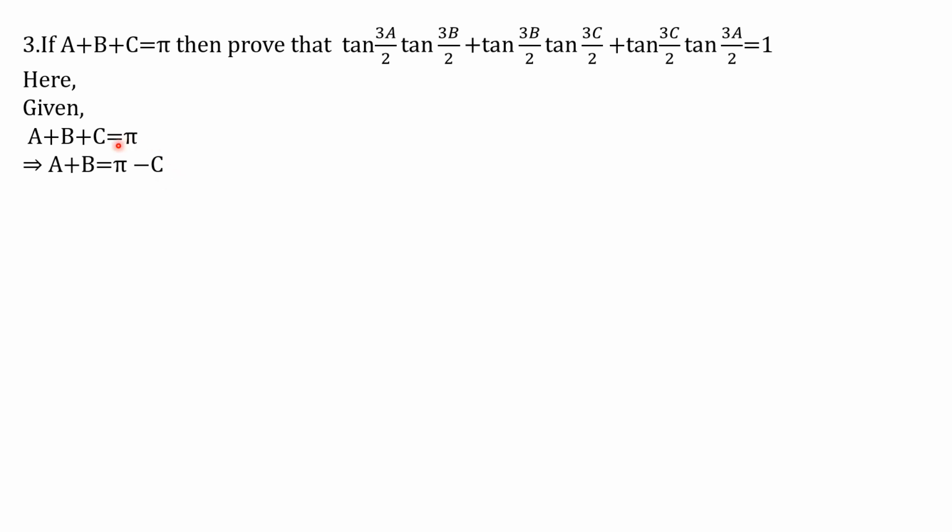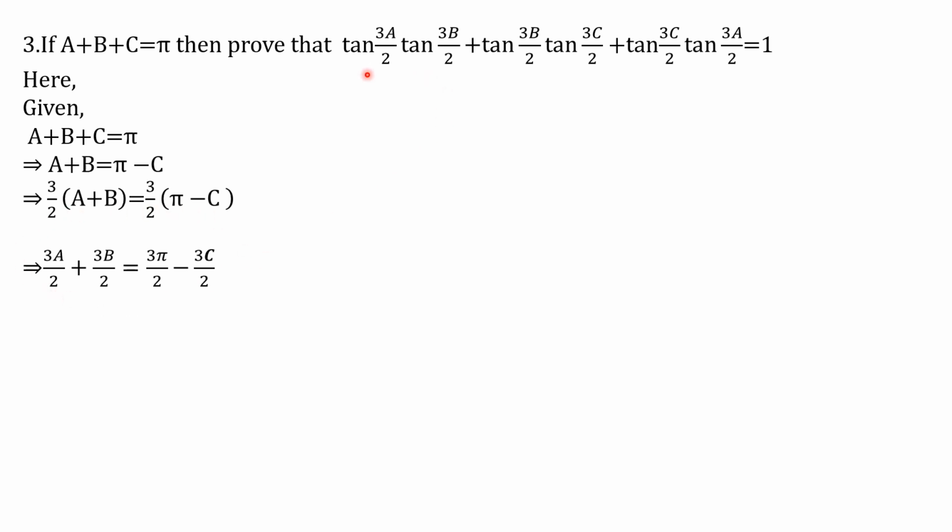On taking C to the other side, we have got A plus B is equal to pi minus C. Then we will multiply both the sides by 3 by 2. Why are we multiplying with 3 by 2? Because here you can check all these angles, angle A, angle B, angle C are all multiplied by 3 by 2. So here also we will multiply both the sides by 3 by 2. So we have multiplied and then we will open the bracket to get this line.